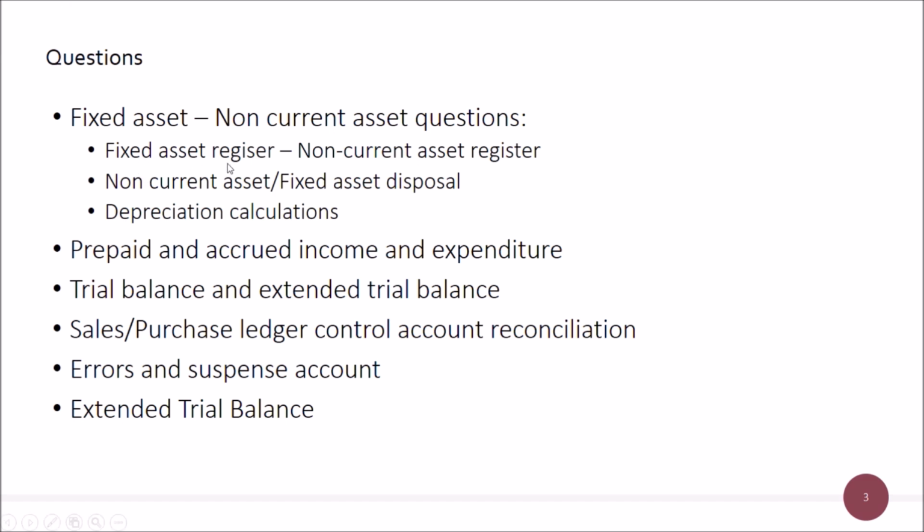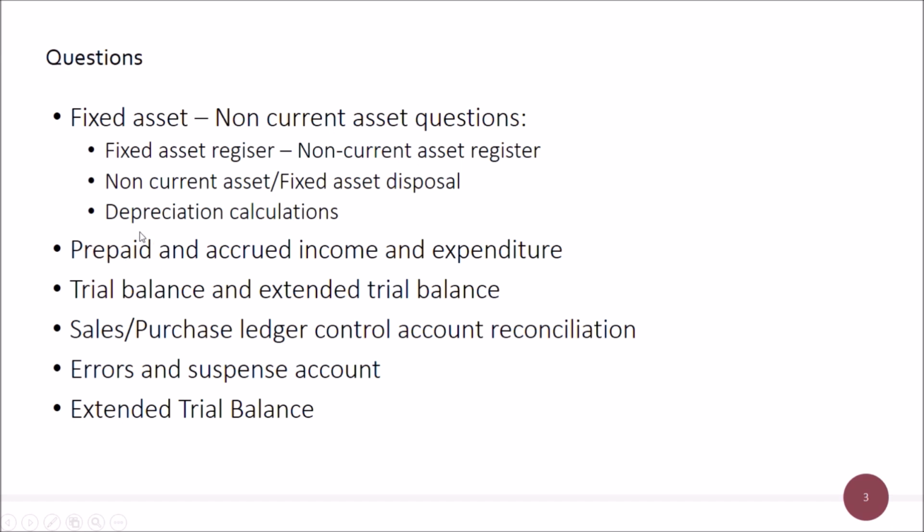We'll have the standard fixed asset register question going on. We've got a disposal and some depreciation calculations, so that will be useful for that one. It's a decent spread of questions, and this assessment covers all of those and different methods. We've got prepayments and accruals as well, prepaid income and accrued income.